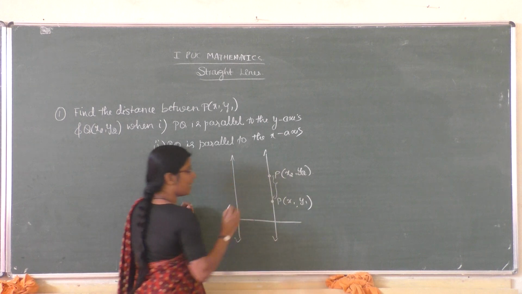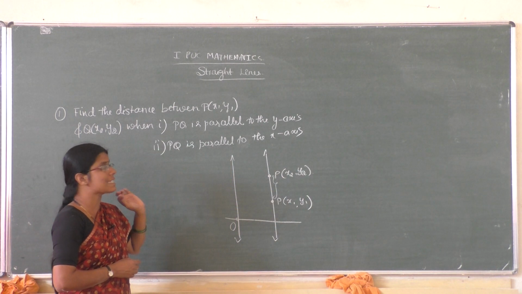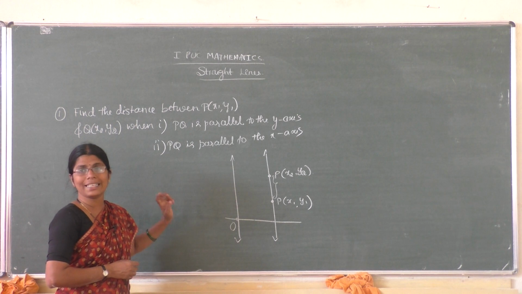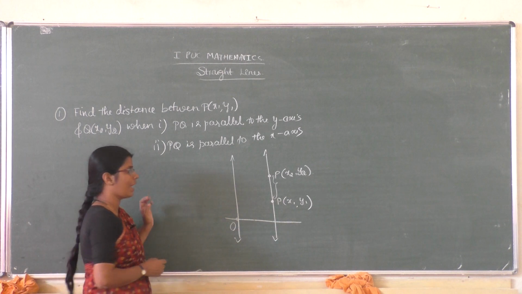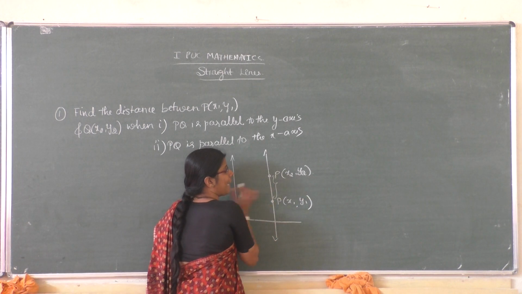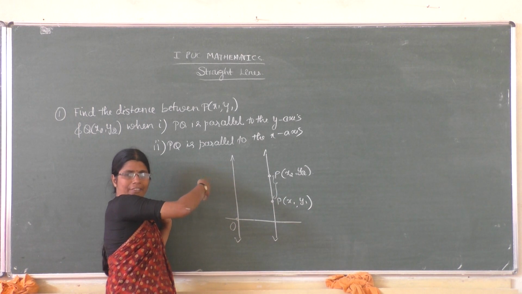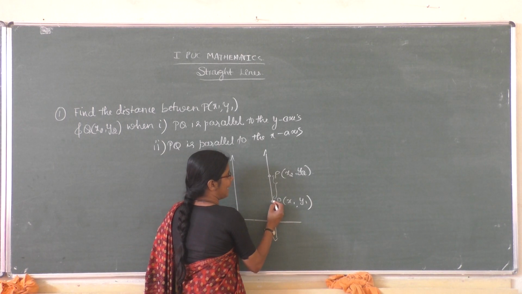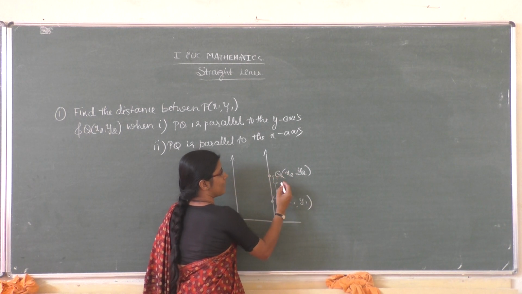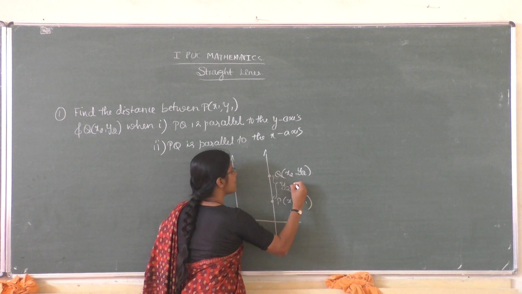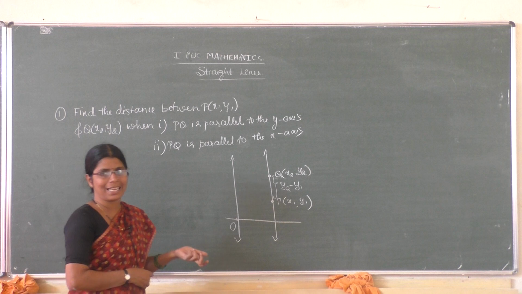We can use the distance formula, because x1 is equal to x2. Then you are getting x2 minus x1 is equal to 0. That method you can use. Or when we take the geometrical picture, you can directly take this distance. Sorry, this is Q. PQ is nothing but y2 minus y1. So either you can use the distance formula directly.